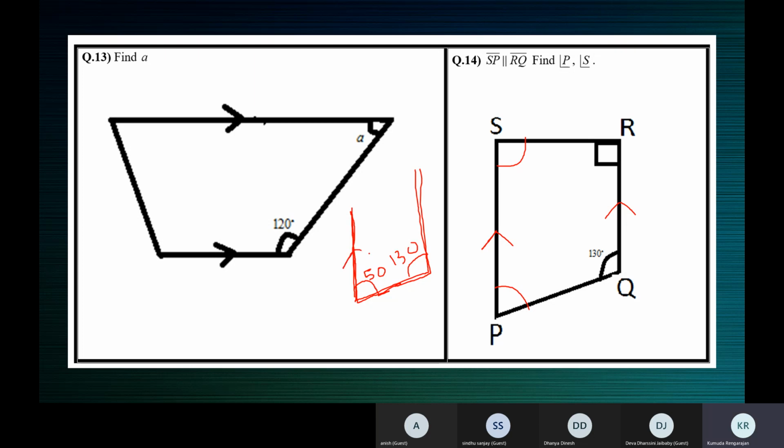Because these two lines are parallel. This is parallel to this. PS is parallel to RQ. See here, this is PS, or SP. SP is parallel to RQ is given. And PQ acts as a transversal. So clearly these are allied angles and they are supplementary because the lines are parallel. So angle P is equal to 50 degrees.